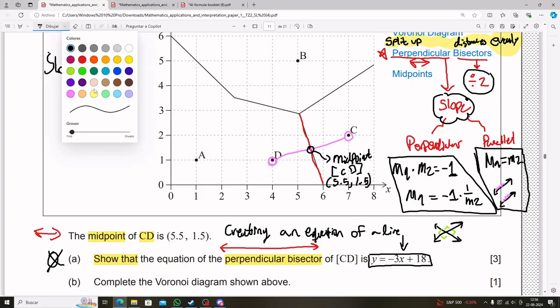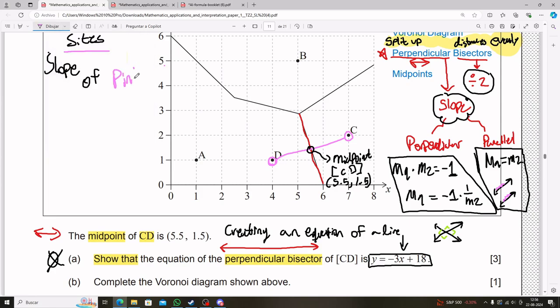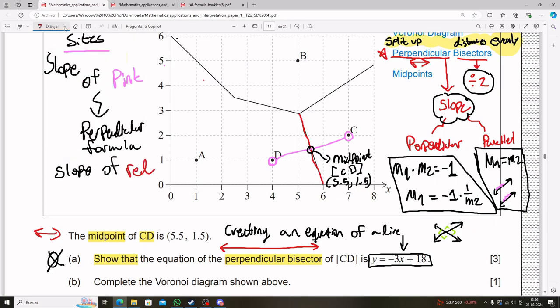So the procedure now is going to be slope of pink, perpendicular formula, and that will give you slope of red. Okay? I know I'm saying this in a very ooga booga sort of way, like slope of pink, perpendicular formula, slope of red. But it really is that simple. It's 3 steps. Find the slope of the pink, apply the perpendicular formula, find the slope of the red.